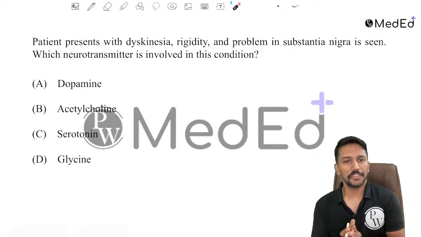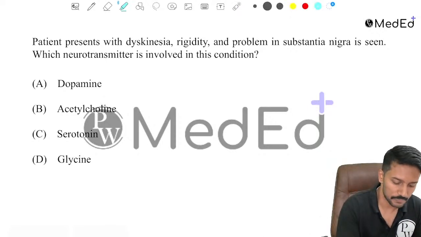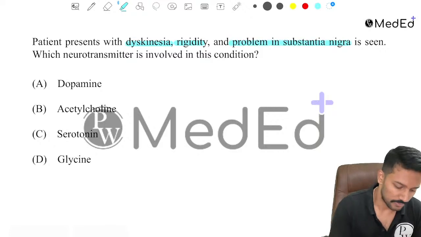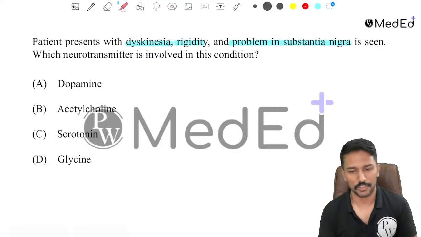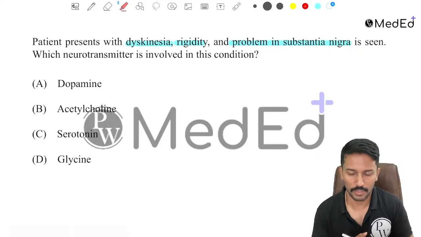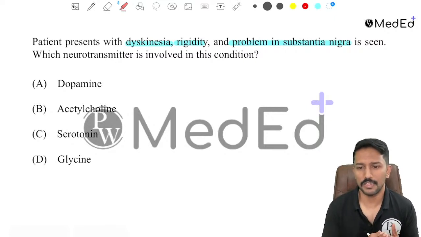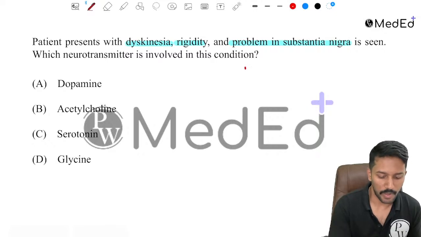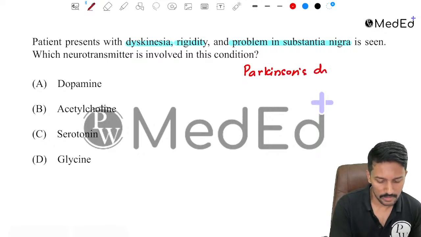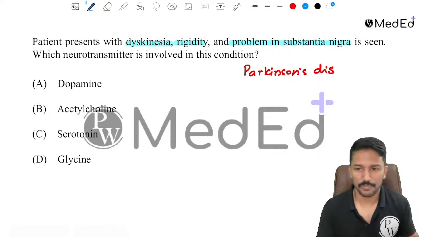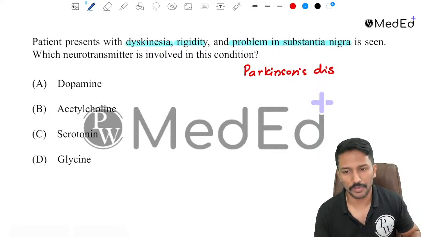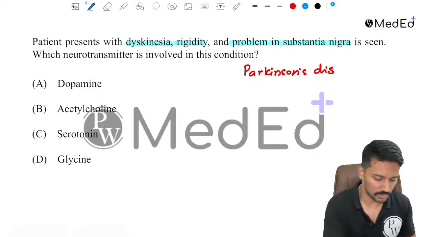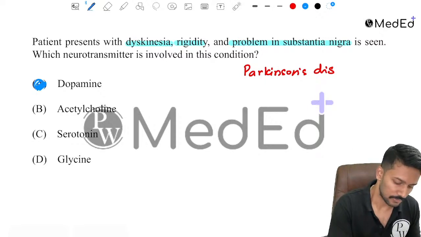Now the next question. Patient presents with dyskinesia, rigidity and a problem in substantia nigra. Which neurotransmitter is involved in this condition? Simple, right? All of you know the answer. Rigidity, dyskinesia, so this question is primarily about Parkinson's disease. In Parkinson's disease, the problem is in substantia nigra and the neurotransmitter in substantia nigra is dopamine. So answer A would be the correct answer.